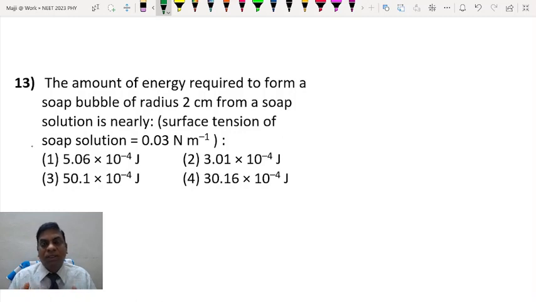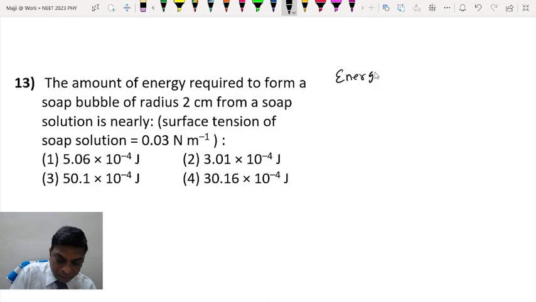So by overcoming these forces only, the molecules are capable of coming to the surface. So molecules lying on the surface of the liquid always have excess energy. So that excess energy needs to be provided whenever the surface is increased. So that means here the amount of energy required will be the energy required per unit area multiplied by the area of surface.